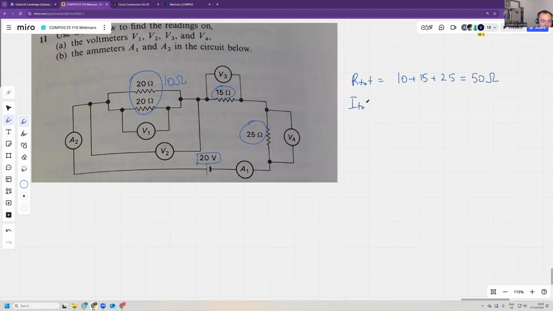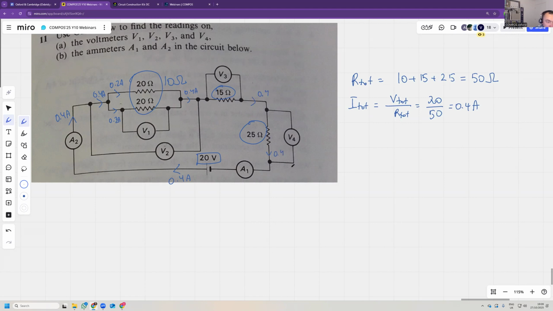So the total current is the voltage of the battery divided by the total resistance, which is 20 divided by 50, which is 0.4 amps. So the current here is 0.4 amps, 0.4 amps, 0.4 amps. Current doesn't flow through the voltmeters. That's one thing you should understand. 0.2 amps here, and 0.2 amps here because the resistors are identical. Then we go back to 0.4 amps, still 0.4.